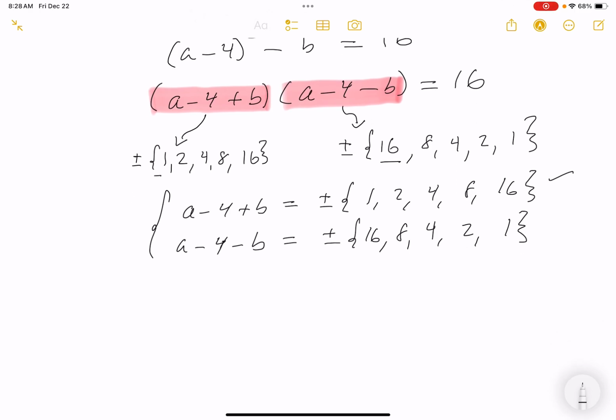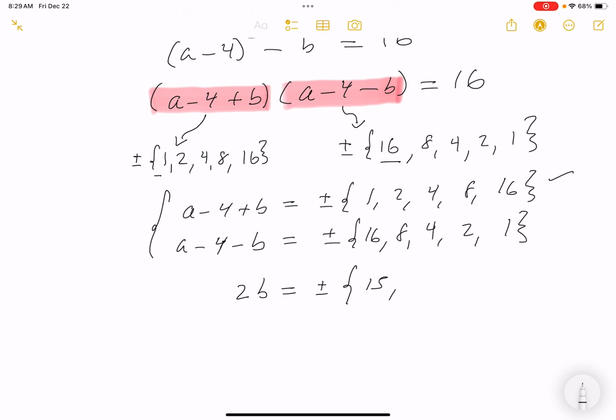So A minus 4 plus B is equal to 1, 2, 4, 8, 16. A minus 4 minus B is 16. Yeah, so I'm going to subtract now. Upper minus lower. What do you get? 2B. Remember, B is an integer. Oh boy, this is going to be a tough one, isn't it? I got to do subtraction now. So it's going to be plus or minus 15.